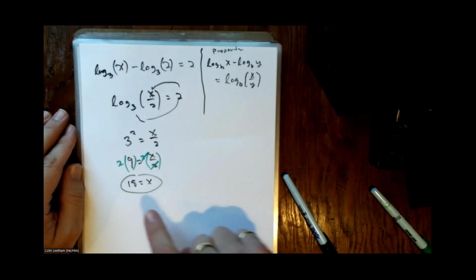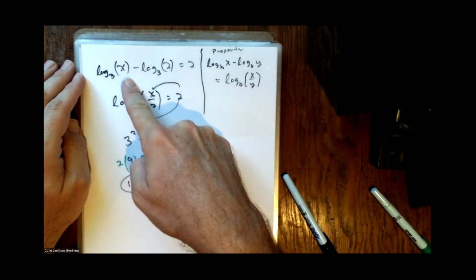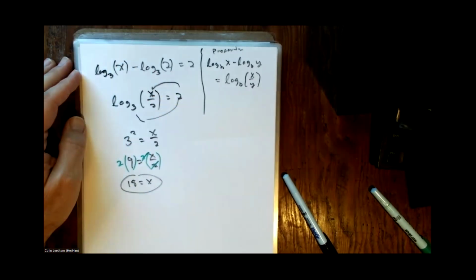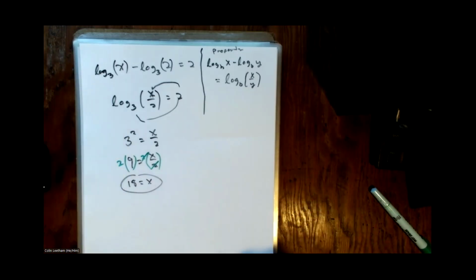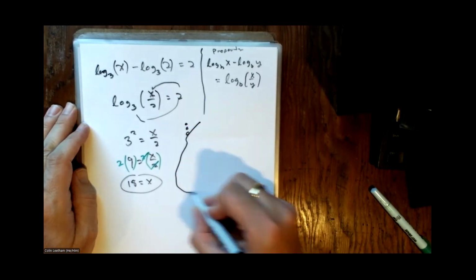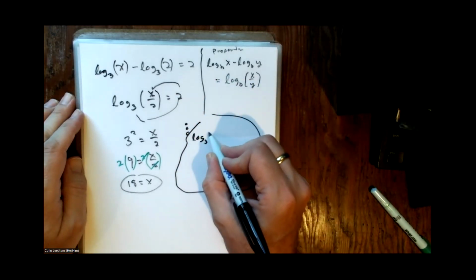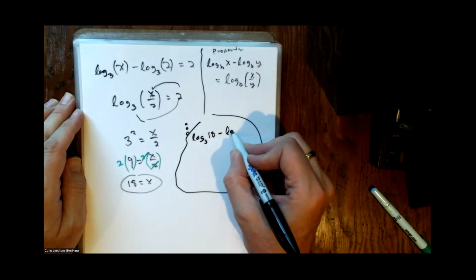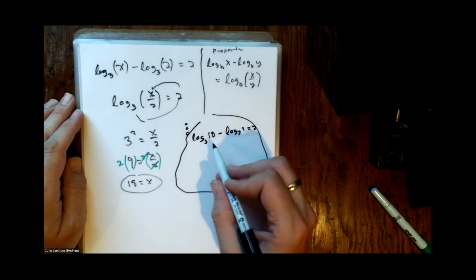So we can see that this, in fact, would be positive. This is doable. And just as a quick check, log base 3 of 18 minus log base 3 of 2 equals 2.